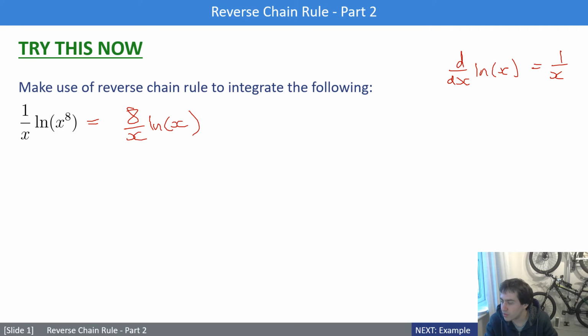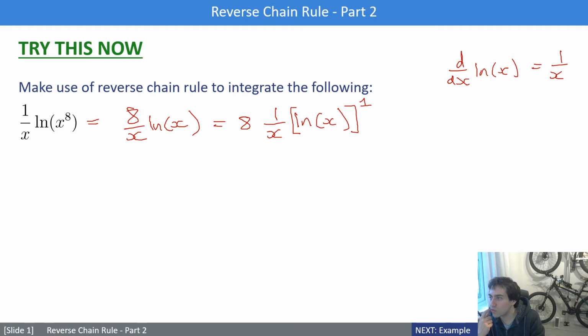Because I've got something with a power on the inside, I can take that power to the outside of the logarithm. And now, notice, if I make it a bit more obvious by putting the 8 there, this ln x is effectively ln x to the power of 1, right? So you can almost think of this as a constant multiplying a function to a power multiplied by the derivative of that function. Derivative of ln x is 1 over x. So we can use reverse chain rule here, and as our initial guess, let's try ln of x, and then we add 1 to this power 1, so we're going to turn it into 2.